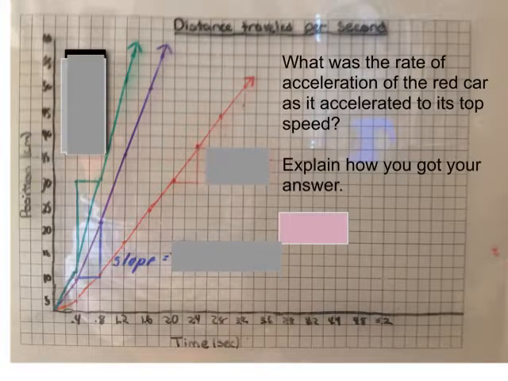And here's the free response question that I'd like you to answer, also in that Google Doc. What was the rate of acceleration of the red car as it accelerated to its top speed? And so I'd like you in the Google Doc form to explain how you got your answer, show your work and explain. And the last question you'll see in that Google Doc form is, what questions do you have from this lesson? And we can talk about your questions tomorrow.